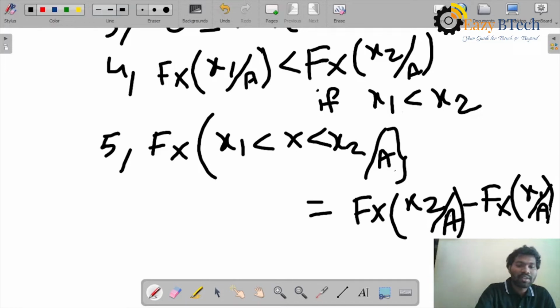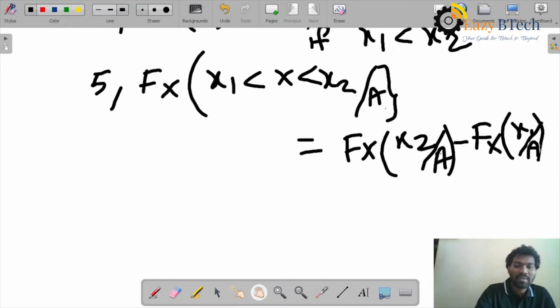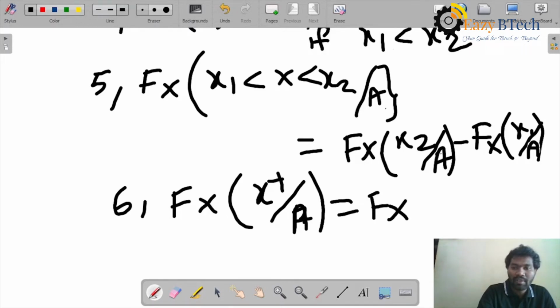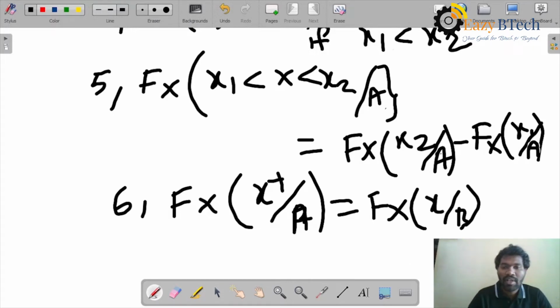Now the sixth one. This property is the same as your previous distribution function property. Fx of x plus given A is equal to Fx of x given A. So the conditional distribution function is also right continuous. These are the six properties you have in your conditional distribution function.